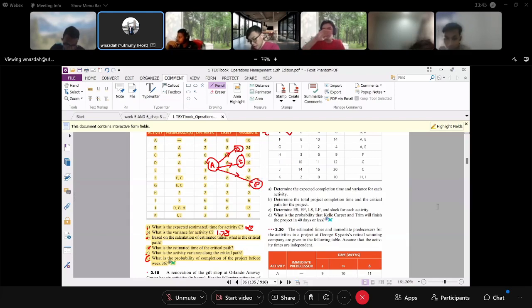Okay, next. You start E after you have completed B, so this is E. Okay, boleh. The network diagram is a little bit complicated. But never mind, you will manage to construct the network.